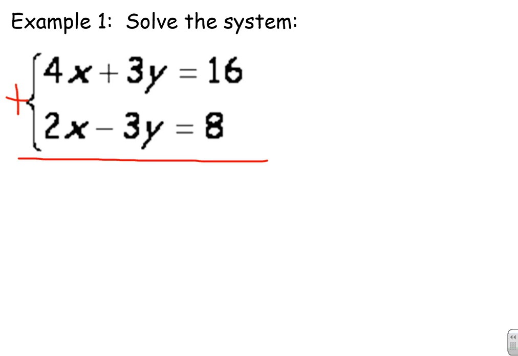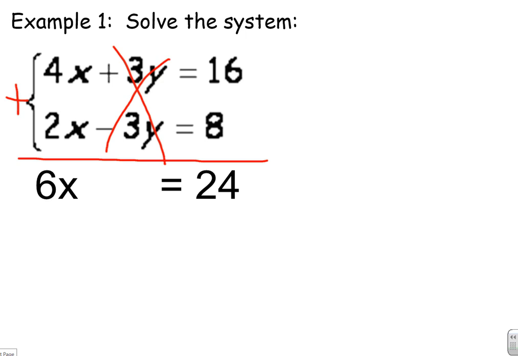As you can see, 4x plus 2x gives us 6x. We have positive 3y minus 3y, which actually gives us 0. That's where it eliminates that variable. And of course, 16 plus 8 is 24. So really what we're doing is we're just adding the variable of x because my y's canceled. So our equation reads 6x equals 24.